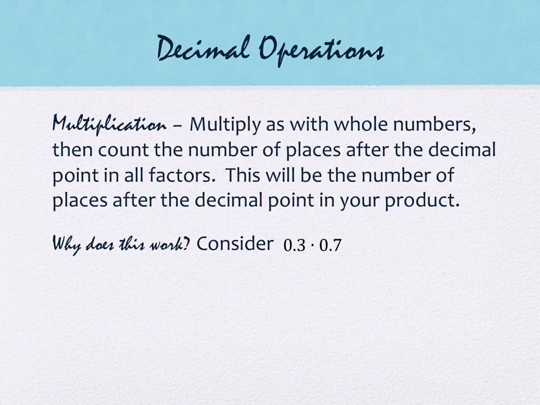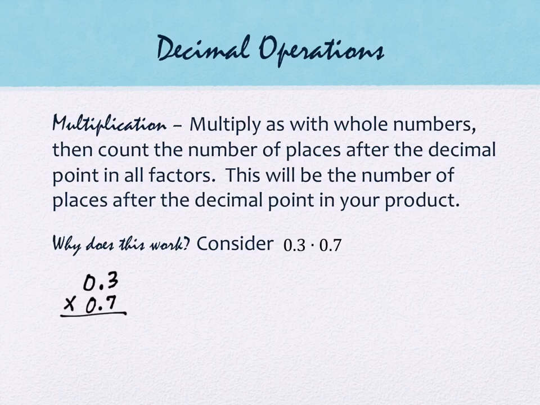Multiplication, as with whole numbers, is that you multiply as with whole numbers, and then you count the number of places after the decimal point in all the factors, and this will be the number of places after the decimal point in your product. Okay, so I just need to show you what it is because it's kind of a wordy description. It's accurate, it's just kind of wordy. So if we do the 0.3 and 0.7, it doesn't matter whether we line the decimal points up.